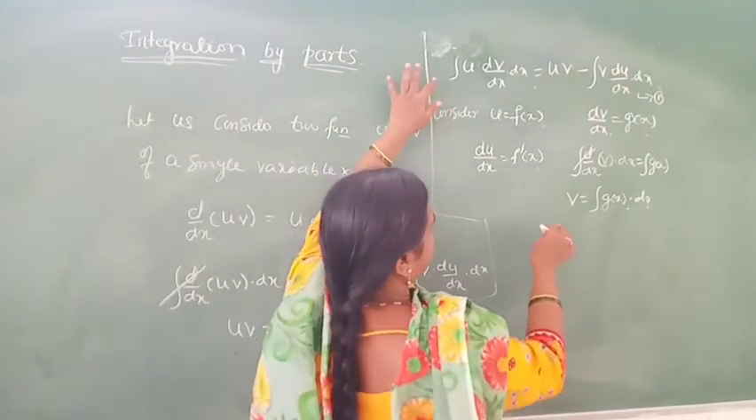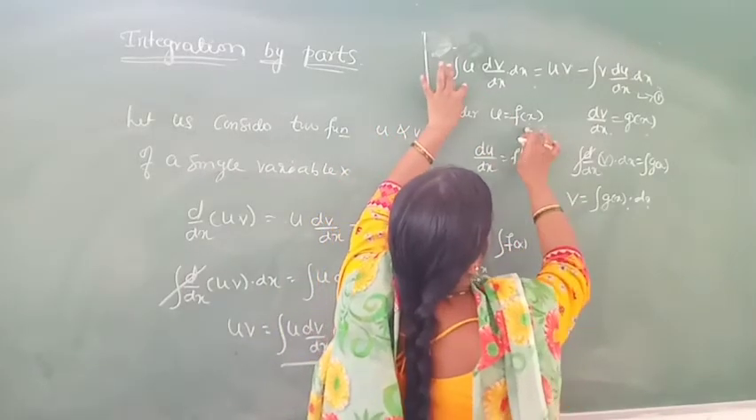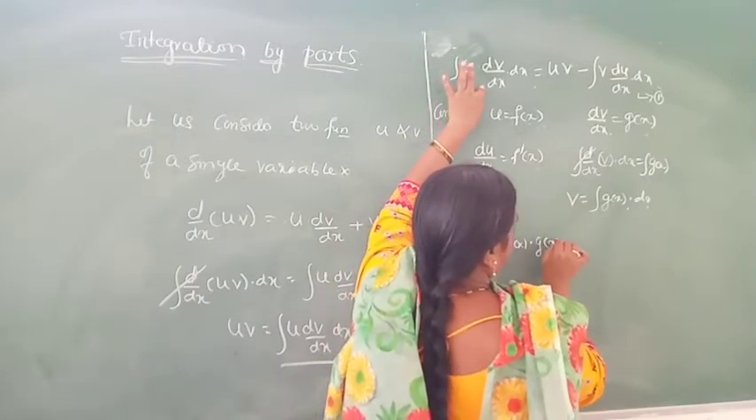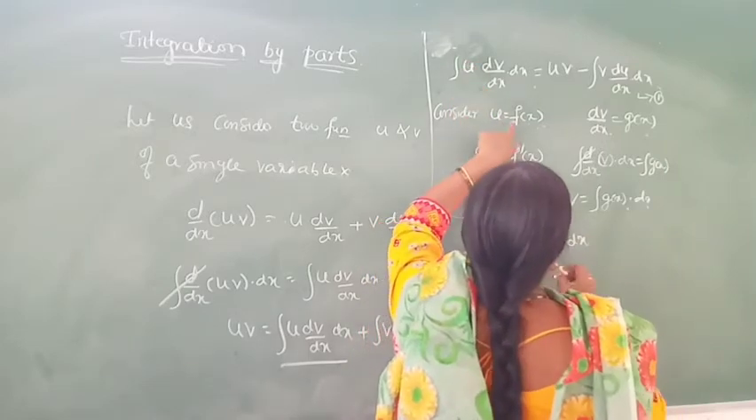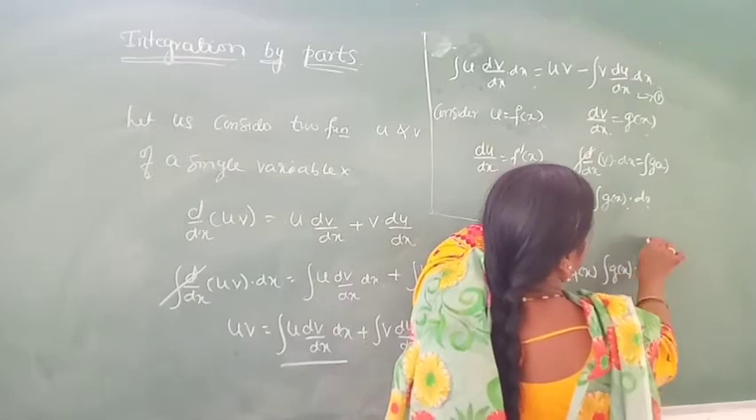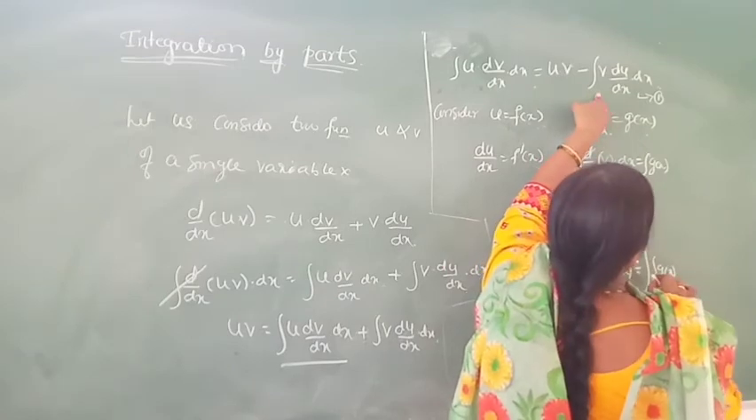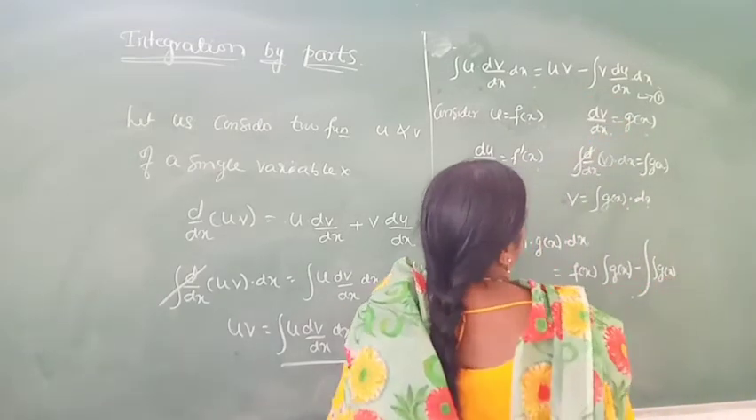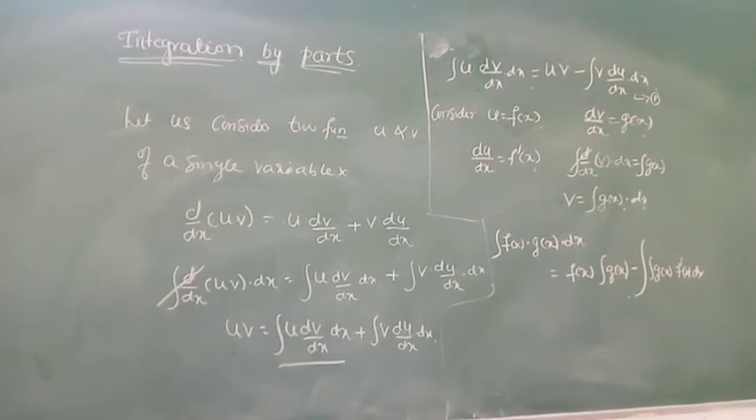Therefore, substitute these values in this equation. Integration of f of x into g of x with respect to x, where u is f of x and dv by dx is g of x, is u, that is f of x, times v, that is integration of g of x, minus integration of v, what is it? Integration of g of x. Next, du by dx is what? F dash of x, with respect to x.